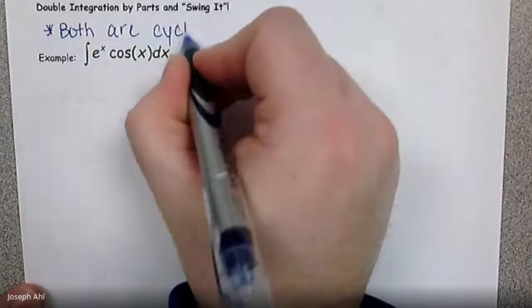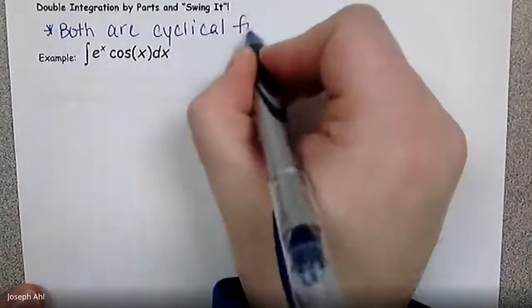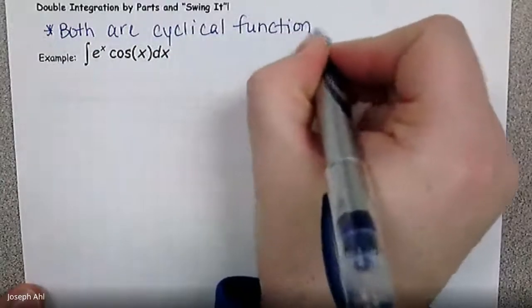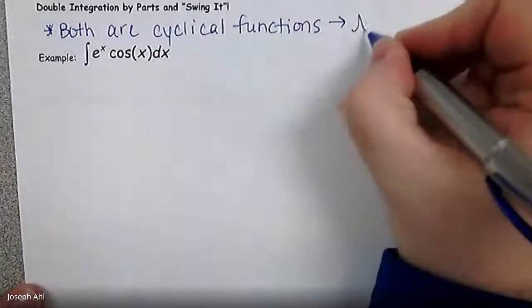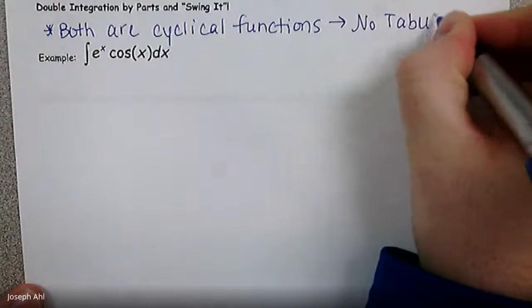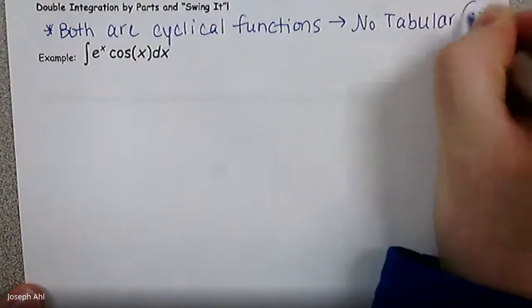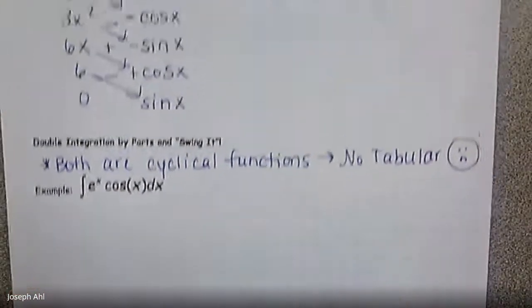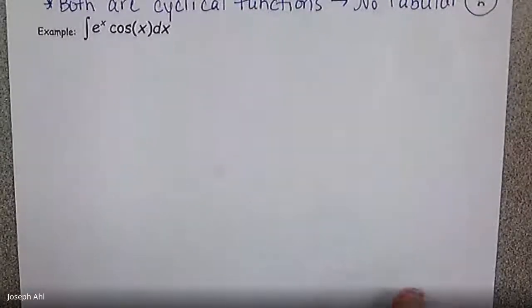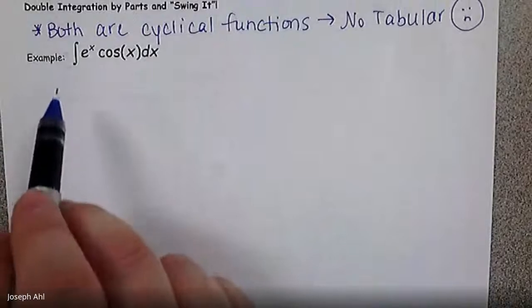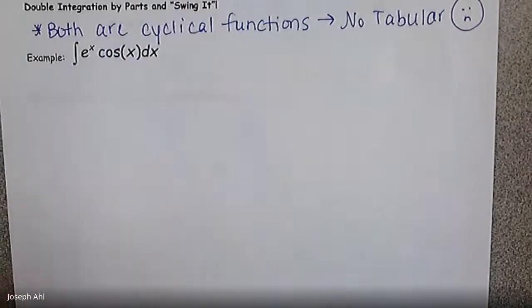are cyclical functions. So when you have two functions like that in the product, you can't use tabular integration because you're never going to have one of those zero out, like we do with the polynomial there. You could start it off and see, but this is going to be a whole column of e to the x's, and then this is going to rotate between sines and cosines and all those good things.